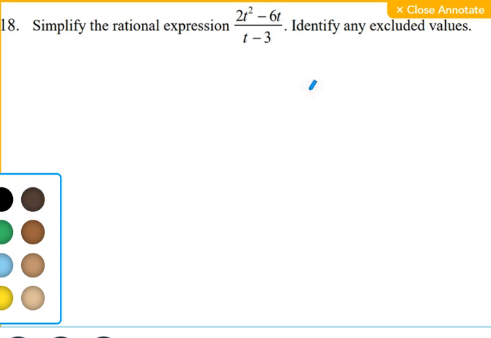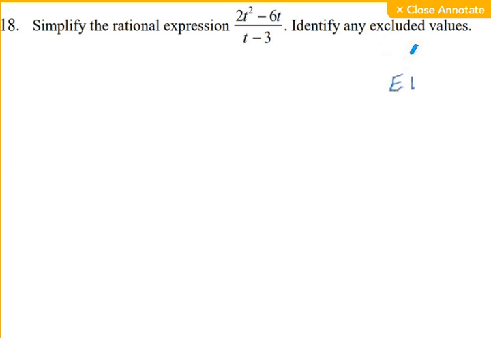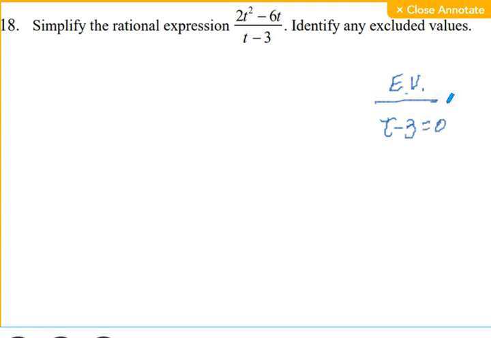All right, so first things first, identify excluded values. So over here on the side, I want you to write EV. Let's start with that. So what do we do for excluded values? Let's see if you remember. Tell your neighbor, please. Yeah, you take the denominator and equal it to 0. So t minus 3 equal to 0.